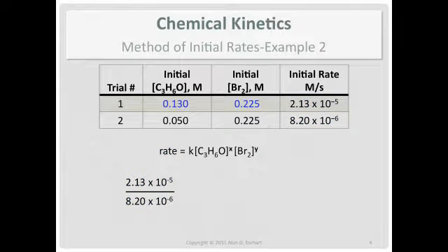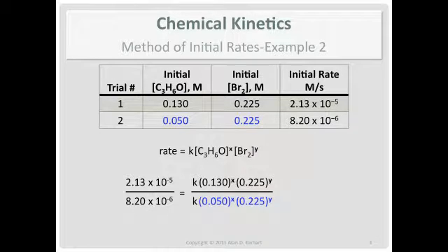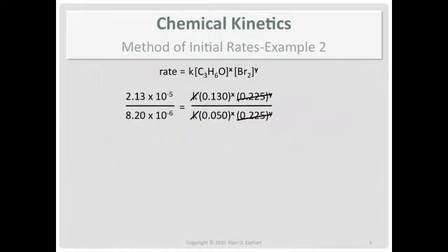Now for the right side of the equation, since we're doing trial 1 over trial 2, I have to put in the information for trial 1 in the numerator and trial 2 in the denominator. Now the reason why we're doing this, we can get rid of some things. Whatever k is, it cancels out. Whatever y is, it cancels out. So I just removed two of the three variables.